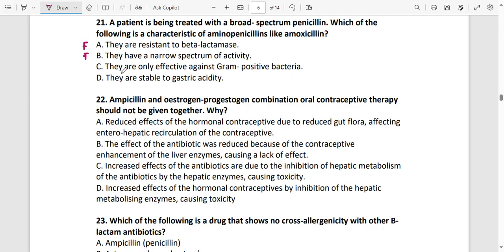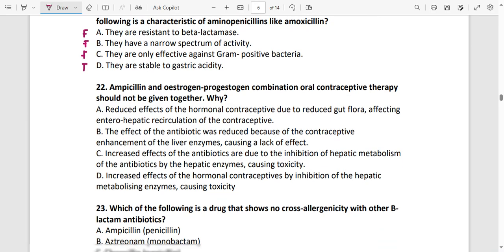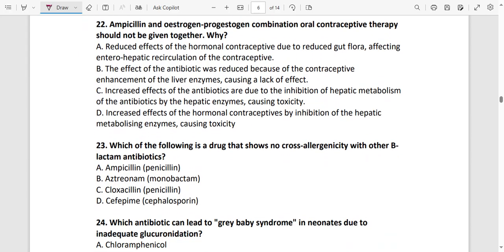its friend penny. They are only effective against gram positive. Is that true? Since they are not having a narrow spectrum, they can't be effective only against that. So the remaining one is true, isn't it? They are stable. That's why we can even give them via the mouth, oral, because they are stable against gastric pH. They will not be destroyed in the stomach.